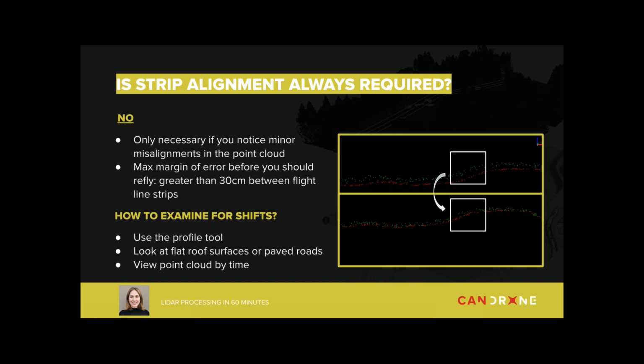So how do we examine for shifts? Basically, there are 3 things that we're going to go over shortly. First, we're going to use the profile tool to look at cross sections of our data, just like the image on the right. Then we want to look at flat roof surfaces. And lastly, we're going to view the point cloud by time. We'll go over these tips shortly.